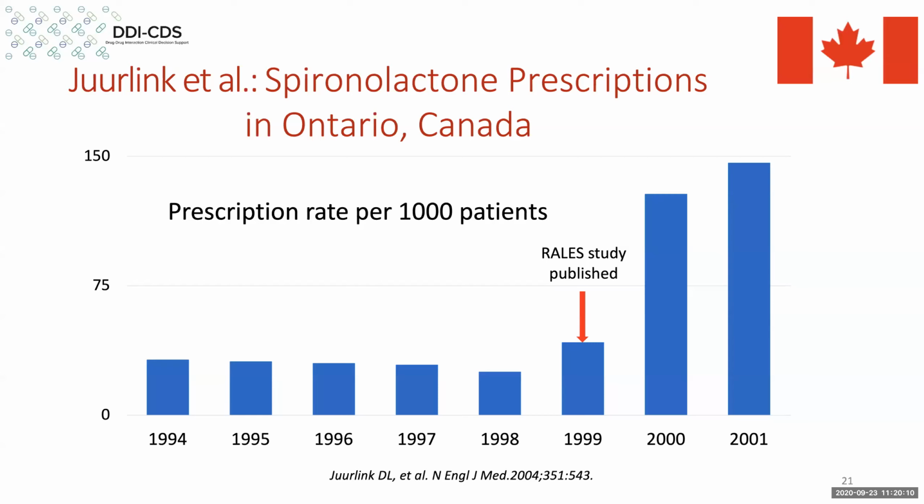The RALES study was published in 1999. And you can see the nice jump in prescription of spironolactone after that study was published, which shows that publishing good data actually does have an effect in the way patients receive drugs that are being prescribed.